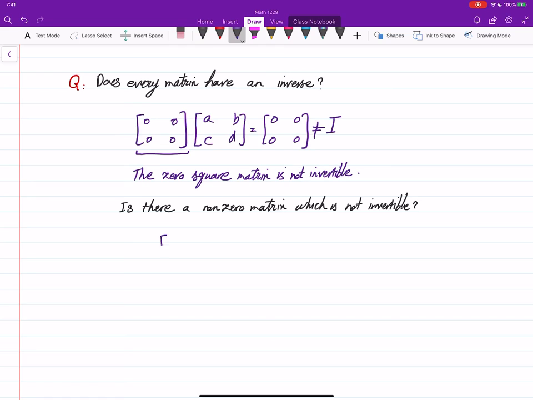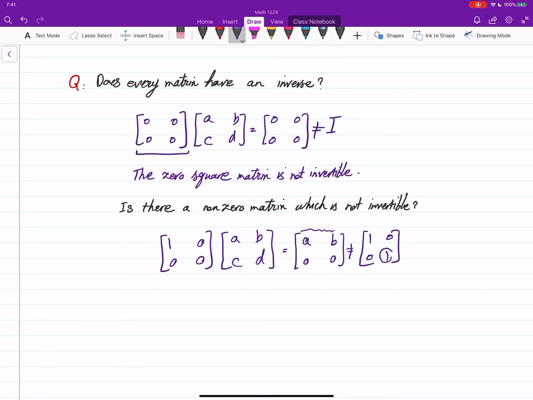I will show you one case. Let's just put this matrix here. This is a non-zero matrix. There is a non-zero entry: the one-one entry is one, not zero. You multiply this matrix to any matrix you like. The first entry will give you A. The second one will give you B. Then the third one is zero. The second column is also zero. Doesn't matter what A and B are, this is not equal to the identity matrix, because you see, this entry is not 1. That means that 1, 0, 0, 0 is not invertible.